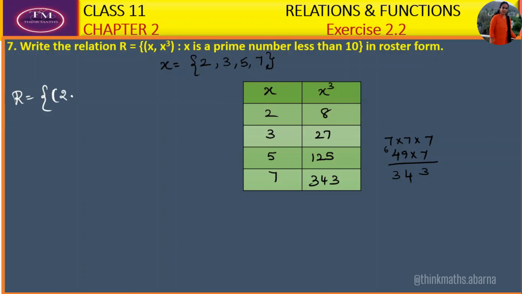So for 2, we found the answer as 8. For 3, we found the answer as 27. For 5, we found the answer as 125. For 7, it is 343. So this is the roster form. Okay, children? Understood? Next question, eighth one.